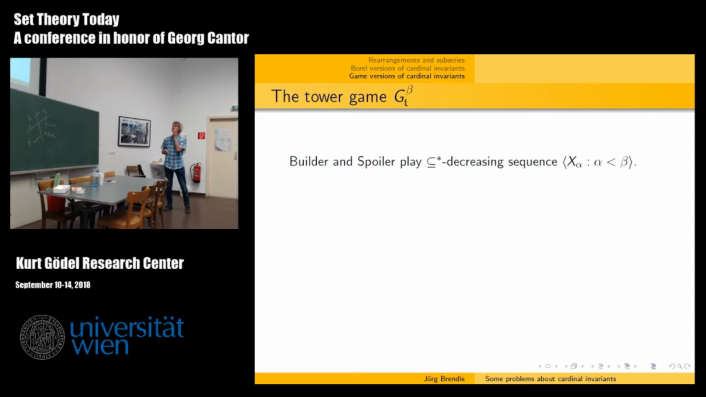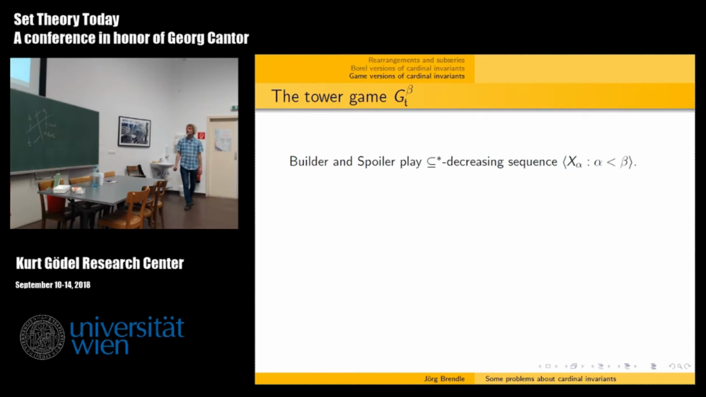The first one, we look at games. And the first game is the so-called tower game. This is the best understood of the 3 games, actually. So there are 2 players called builder and spoiler, and they play a sequence of subsets of omega, decreasing by almost inclusion, and they are called X alpha, and the length of the play is beta. Beta is some ordinal.